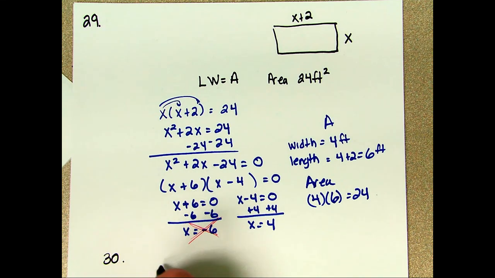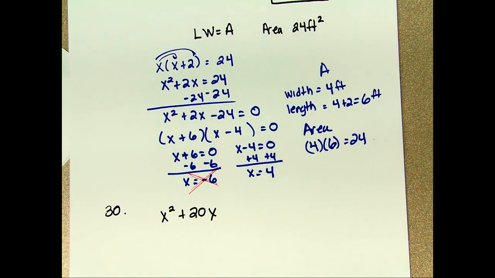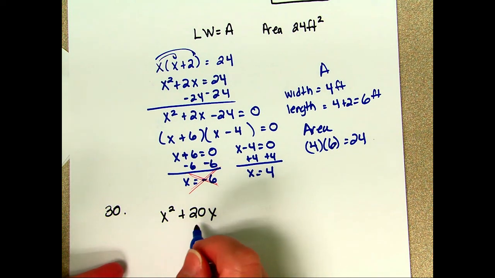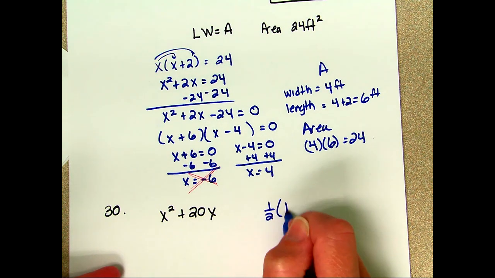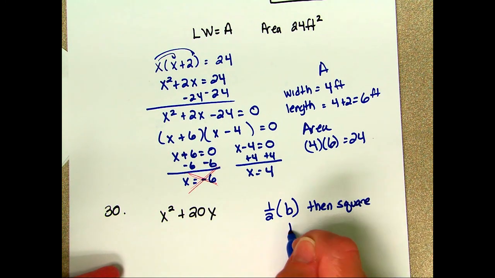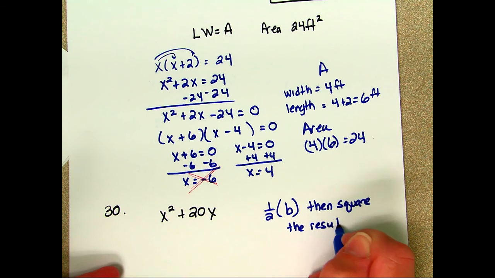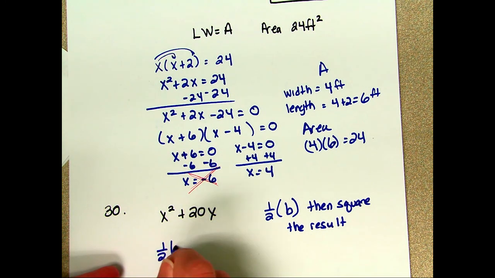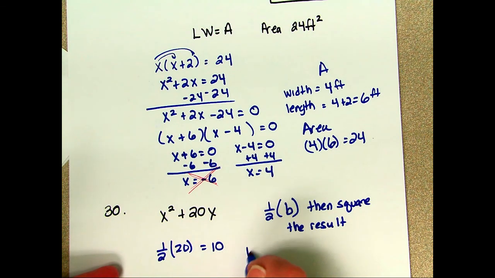For number 30, what number must be added to x squared plus 20x to form a perfect square trinomial? To solve this, you take the number in front of the x, the b, you do 1/2 of b, then square the result. So 1/2 of 20 equals 10. 10 squared is 100. So 100 is what is added. The answer for number 30 is C.